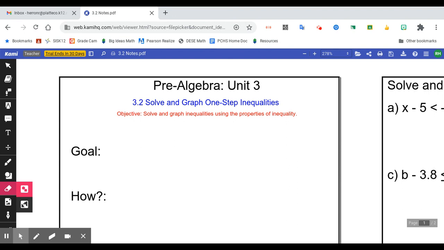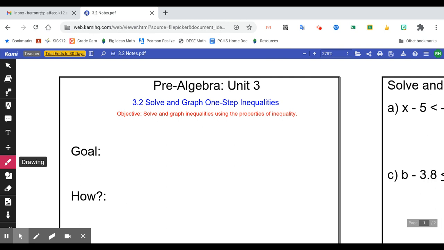Okay, so today we are going to talk about 3.2, which is solving and graphing one-step inequalities. In our last set of notes in 3.1, we talked about the symbols and how to graph them and how to write inequalities from a sentence in a graph. So we're going to flip that around today, and you're going to be solving just like we did with our equations.